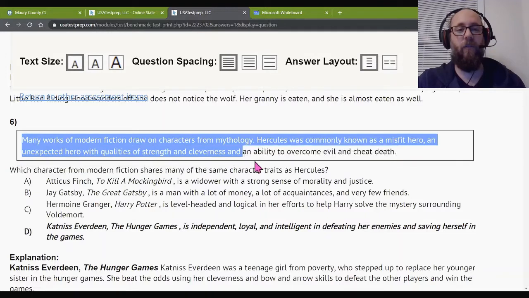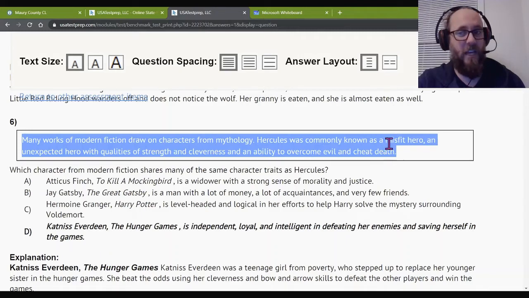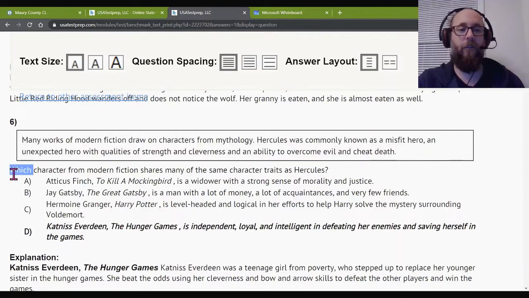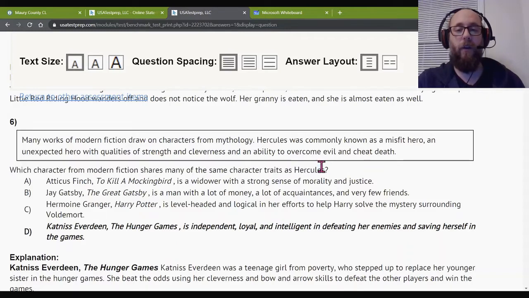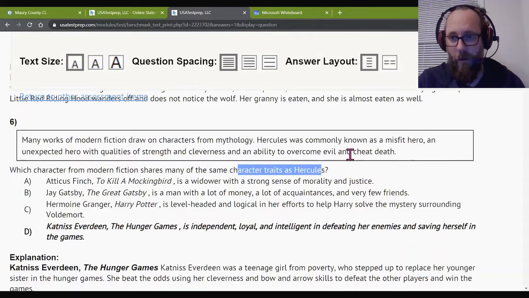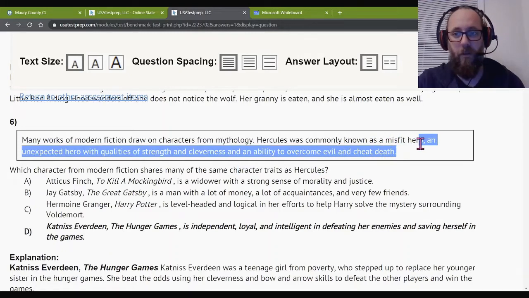Many works of fiction draw on characters from mythology. Hercules was commonly known as a misfit hero, an unexpected hero with qualities of strength and cleverness and an ability to overcome evil and cheat death. And my question: which character from modern fiction shares many of the same character traits as Hercules? I don't know. Hercules? What character traits? Well, look, it's right here. These are his traits. He's a hero with qualities of strength, cleverness, and ability to overcome evil and cheat death.